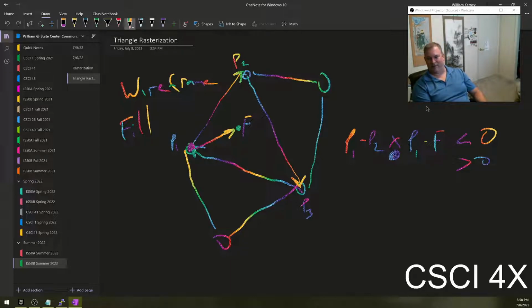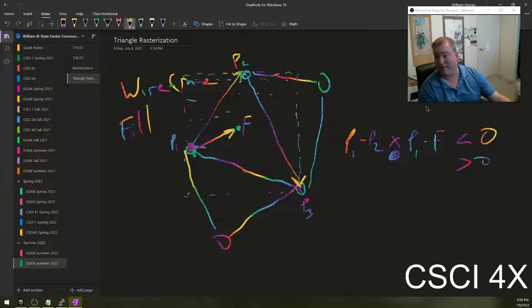That's about what I was about to say, Isaac. The slightly more improved version of that horrible algorithm is you find the max and the min of the x and the y of this, and then you just iterate over every point in the rectangle. You're still wasting half. It's half as efficient as it should be. But it's easy to code, right?